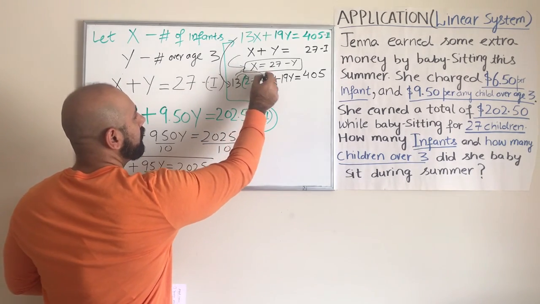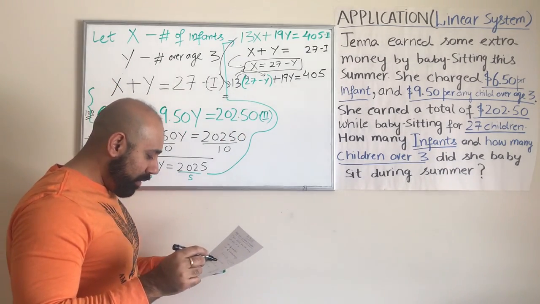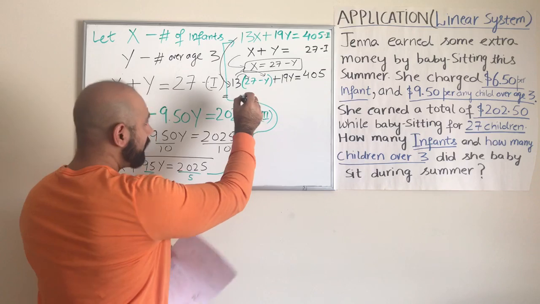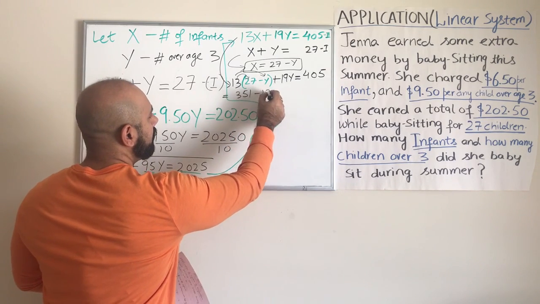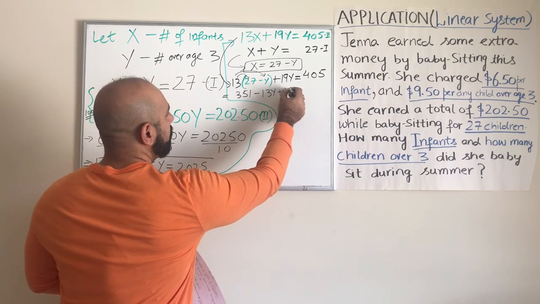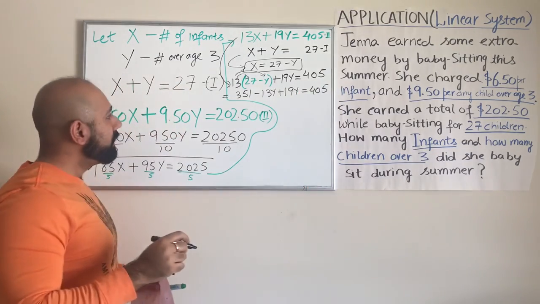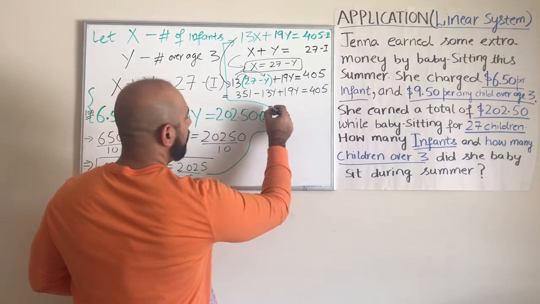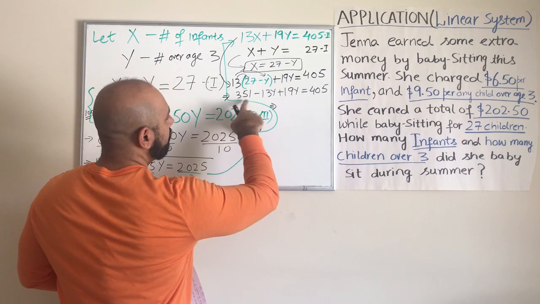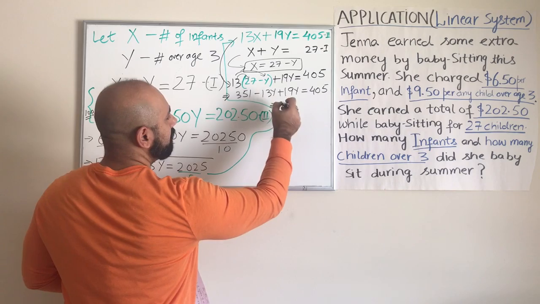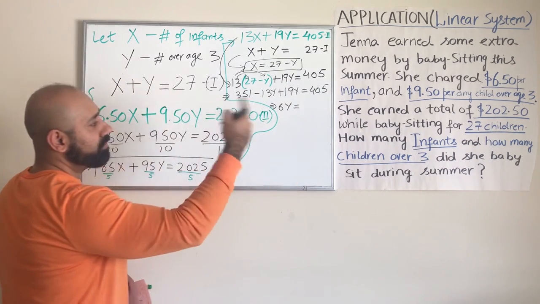You've got to distribute this 13 carefully, and 13 times 27, which I have already done here in my notes, is 351. So 351 minus 13y plus 19y equals 405. Guys, you already know how to simplify these things, so I'm quickly going to do it right here. When I simplify like terms, this and this add up to 6y, and then I have to subtract 351 from both sides.